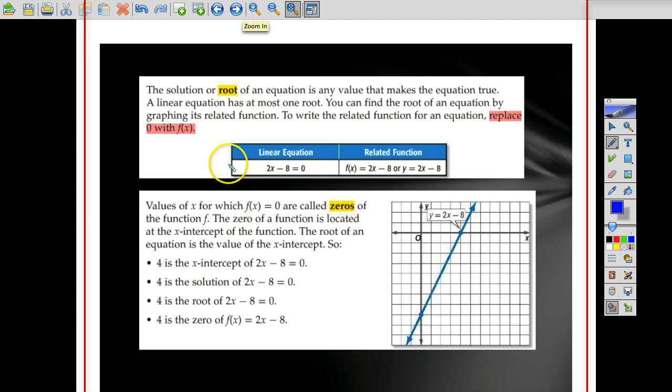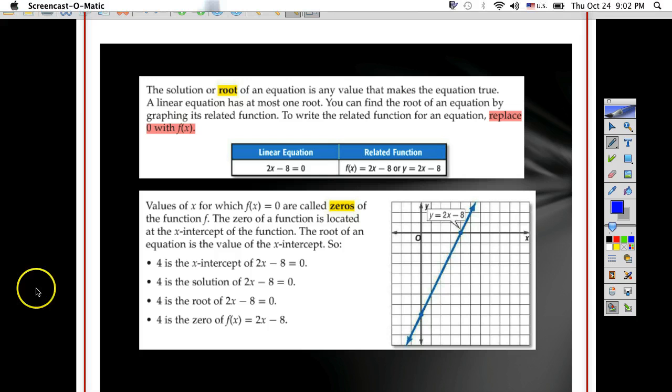The solution or root of an equation is any value that makes the equation true. A linear equation has at most one root. You can find the root of an equation by graphing its related function. To write the related function for an equation, replace 0 with f of x.